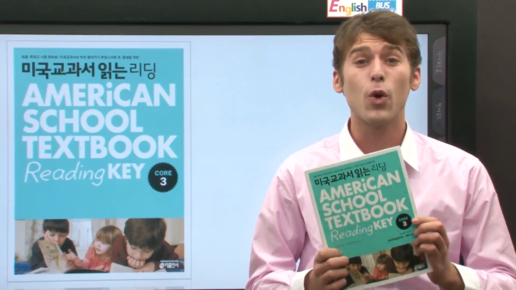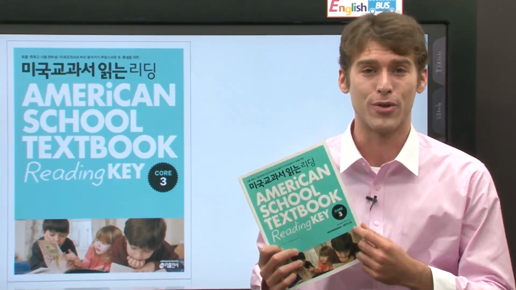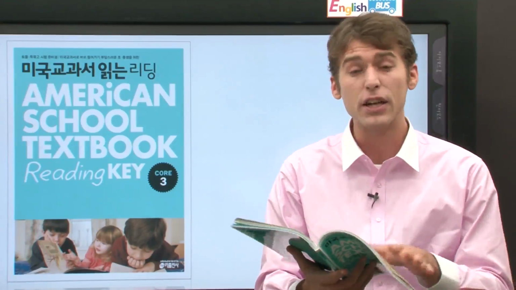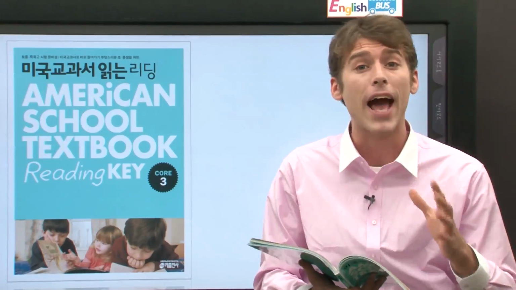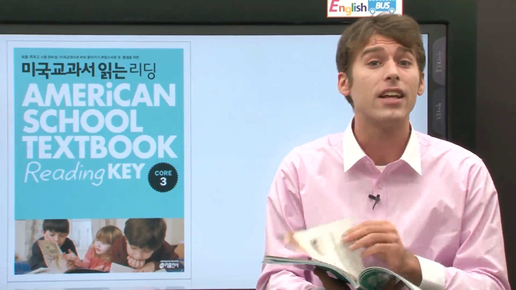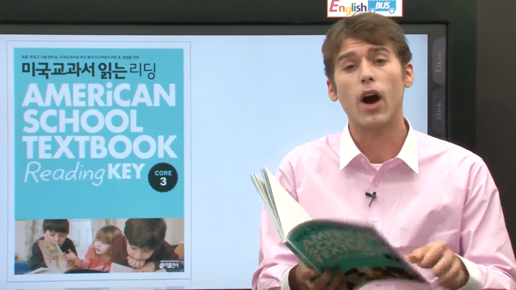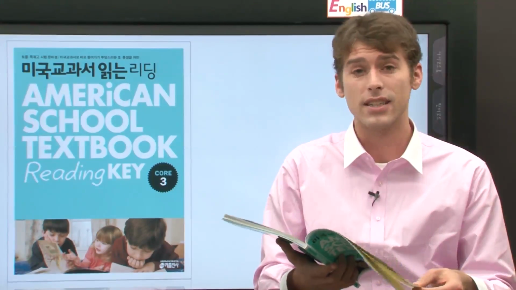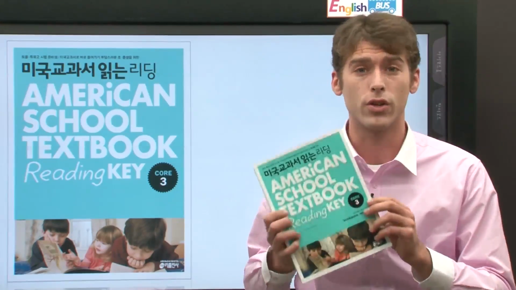In this series, we will be using the AST Reading Key Core 3. This book is jam-packed, full of many different units for you to explore and learn more about different academic fields such as history, math, and language. This book has 3 chapters that are roughly divided into 8 units, 7 units, and 6 units. This book altogether has 21 units.